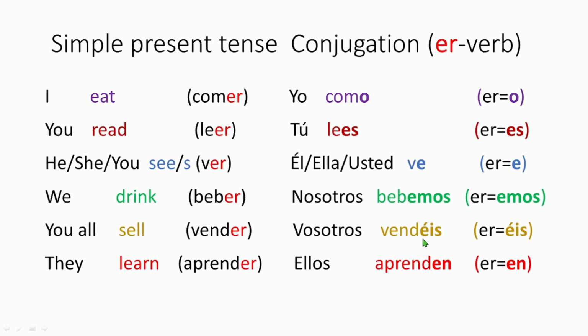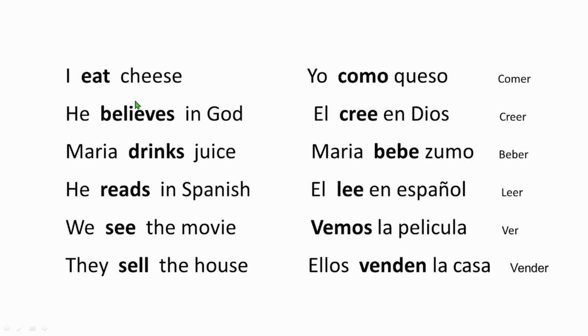Vendéis. Now again, the E has the accent, so you stress a little on the E. Vendéis. Perfect, right? And for the verb "to learn," learn is aprender. So ellos aprenden. Okay, ER is replaced with EN. That's it. So we learned about the ER verb as well. It was pretty much the same. Now let's see some sentences.